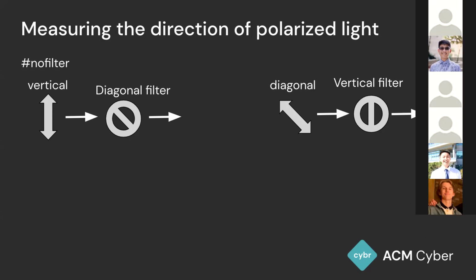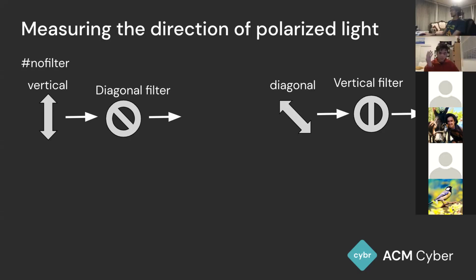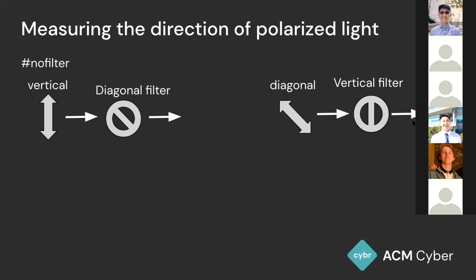Okay, no takers. But as you might expect, if you pass your light through a vertical filter, then all the light will be vertically polarized. And then if you pass it through a horizontal filter, then none of the light will pass through. It'll be basically completely blocked because the vertically polarized light cannot pass through the horizontal polarizing filter, right?